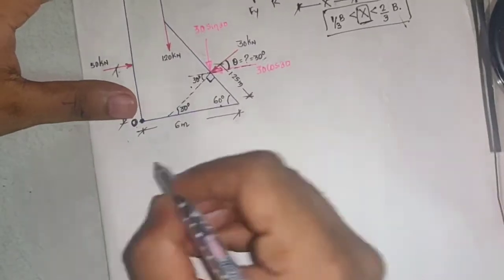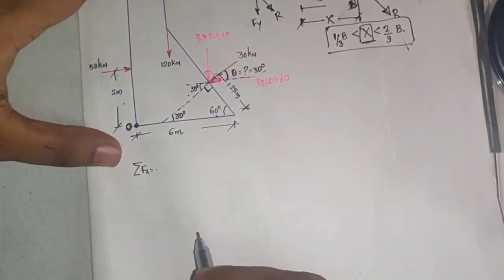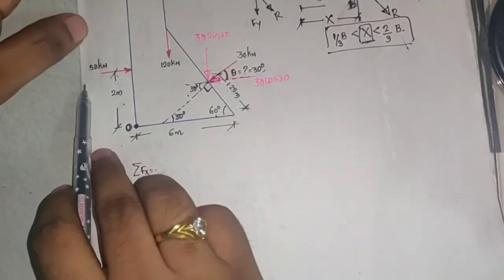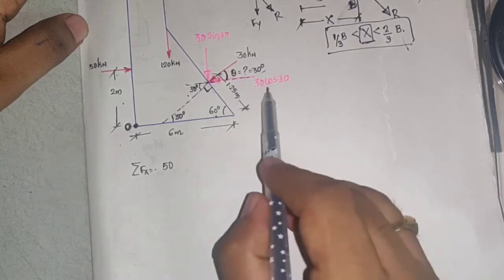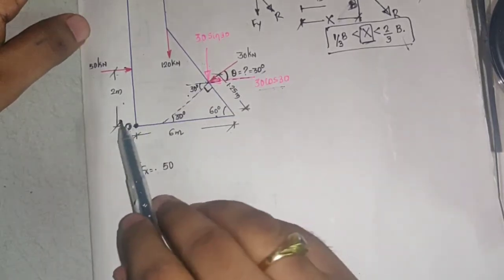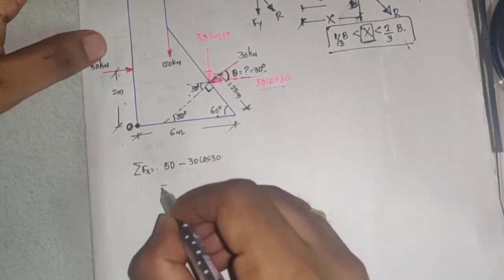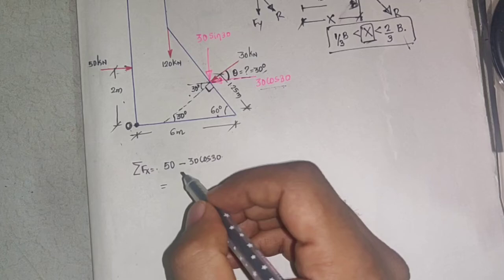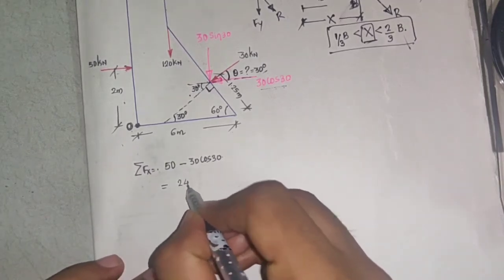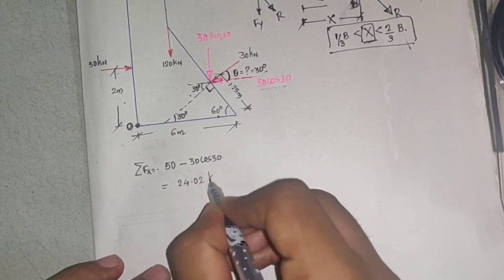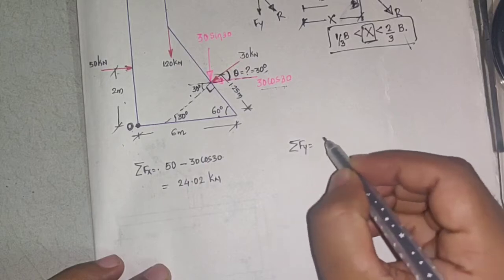First we will find summation Fx. What are the forces acting in the x direction? This 50 kilonewton is acting rightwards, so it is plus 50, and this 30 cos 30 is acting leftwards, so it is minus 30 cos 30. So summation Fx will be equal to 24.02 kilonewton.